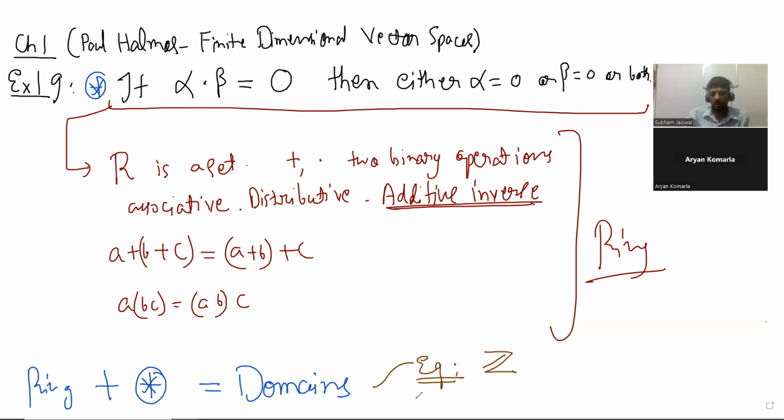Now can you give a non-example, where two non-zero things multiply to become zero? Also matrices. Yes, certainly, matrices you can take. So these are the things you have learned. You can even take integers modulo some non-prime, like Z mod 10. So these are domains and non-domains. These are very important aspects.